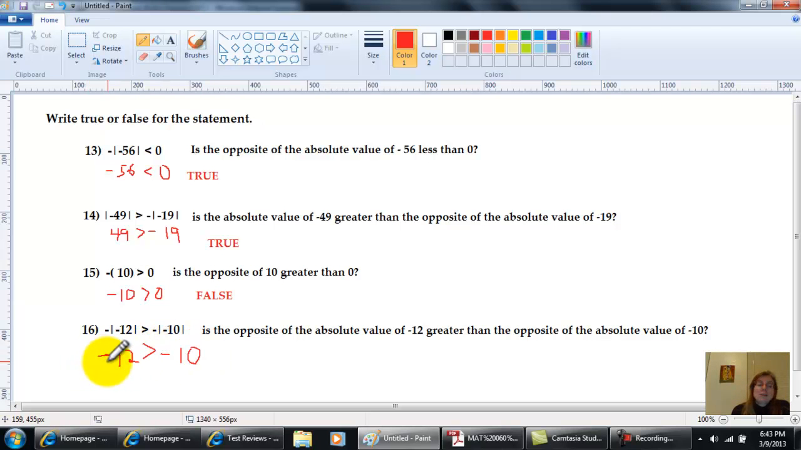So is negative 12 greater than negative 10? Is that a true statement or a false statement? Remember that the further away from 0 the number is to the left, the less it is. So negative 12 is not greater than negative 10, but less than negative 10. So that would be false for that one.